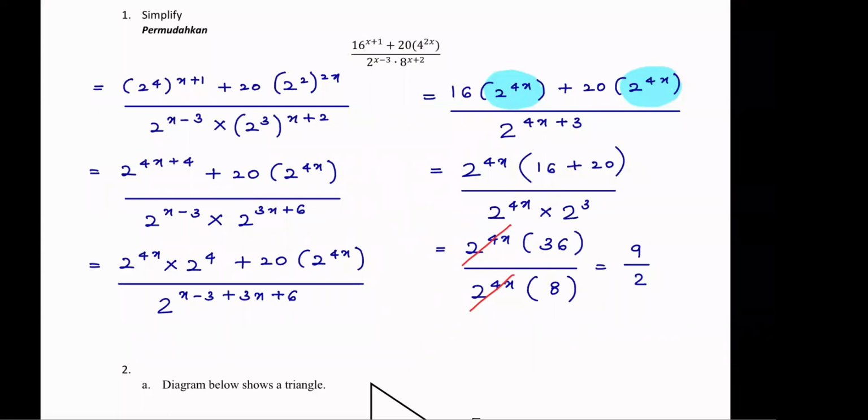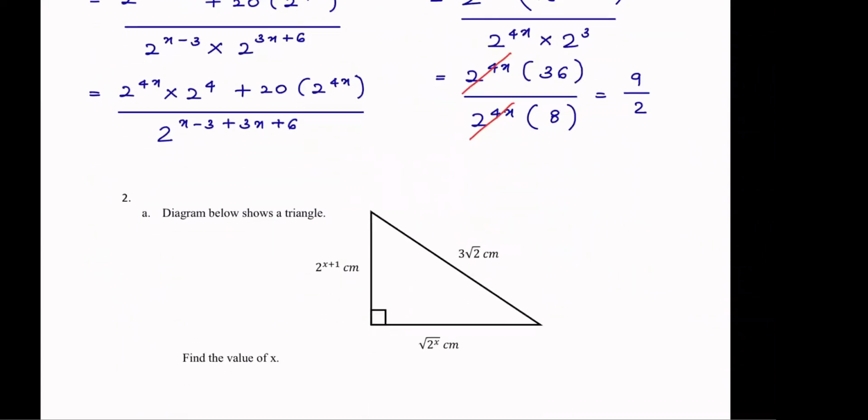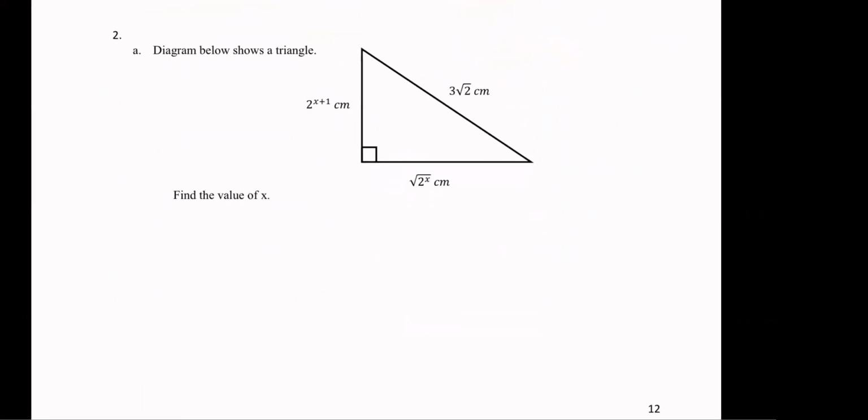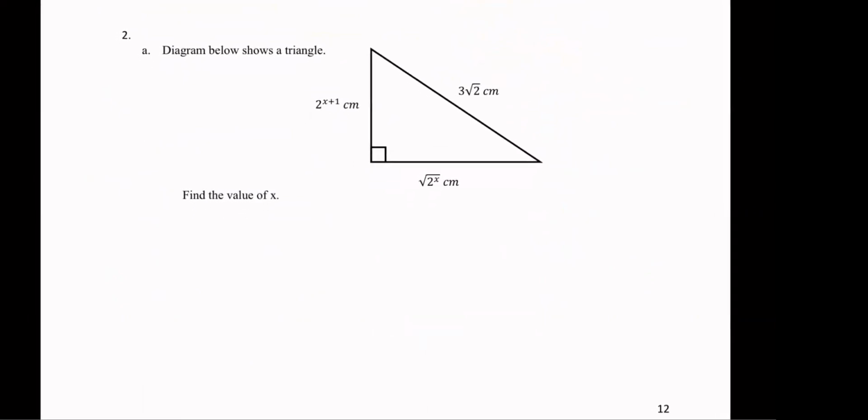Okay, done guys? Done. Okay, good. Okay, diagram below shows a triangle. Okay, so triangle, I think you know this question before. When you talk about triangle, this is a third question. So triangle is involving what you call a Pythagoras theorem. Okay, come.